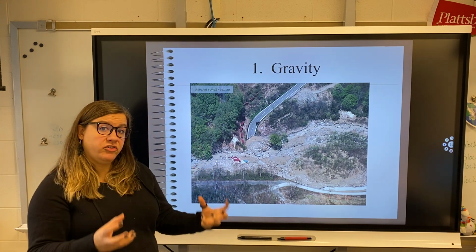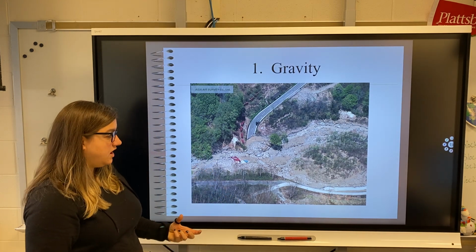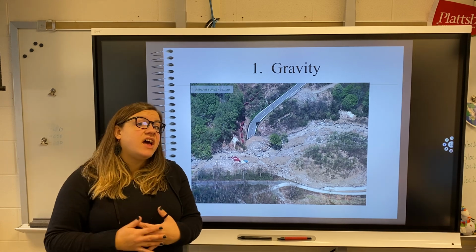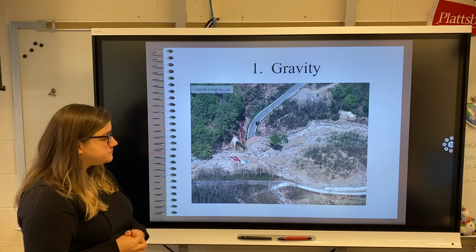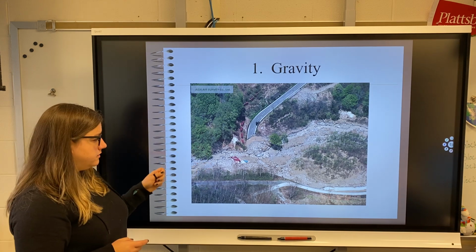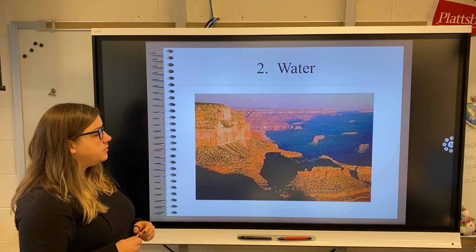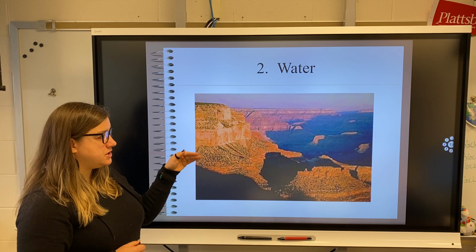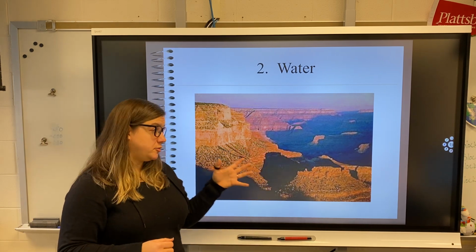Gravity is what pulls things down towards the center of the earth. Gravity can cause a lot of havoc sometimes. Okay, this was actually a landslide that broke a road. Then we have water. Water can actually gouge through different areas pretty well.